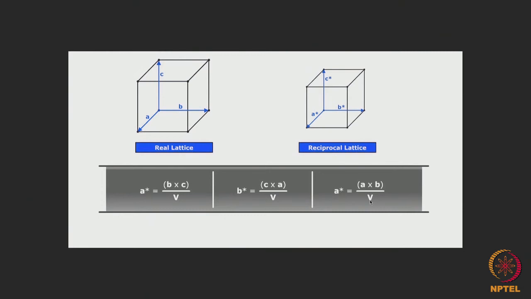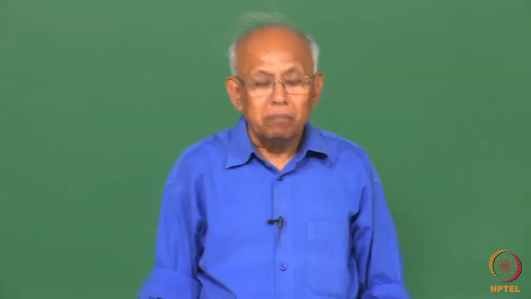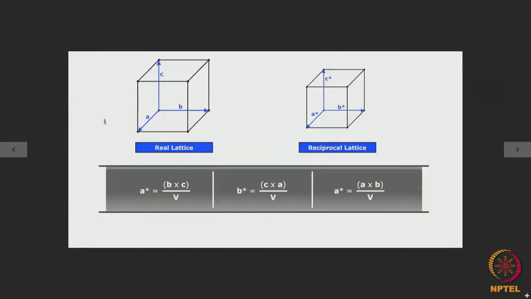So, there seems to be some madness in this whole scheme. Why should A star be equal to B cross C by V, B star be C cross A by V, and C star be A cross B by V? Well, there is some method in this madness, as we will readily find out. So, you see, we should think about the two things together: a real lattice existing in the real space and a reciprocal lattice existing in an imaginary reciprocal space.